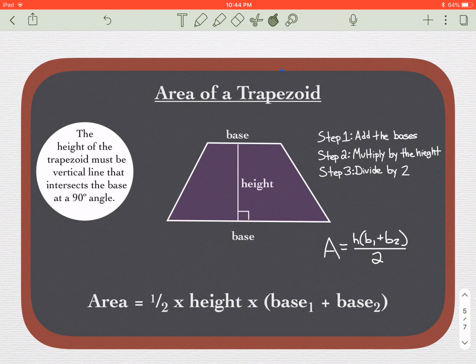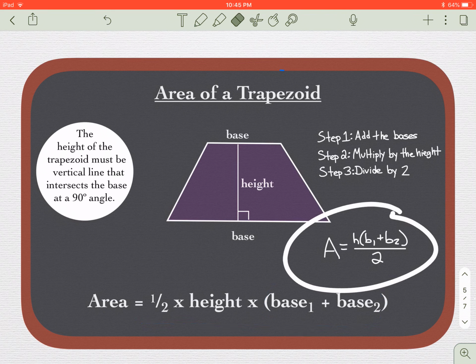To find the area of a trapezoid, the official formula says that we take 1/2 times the height times base 1 plus base 2. And if you remember PEMDAS, we'd have to do what's inside the parentheses first. I think it's easier to follow this formula right here, which says area equals height times base 1 plus base 2, divided by 2.